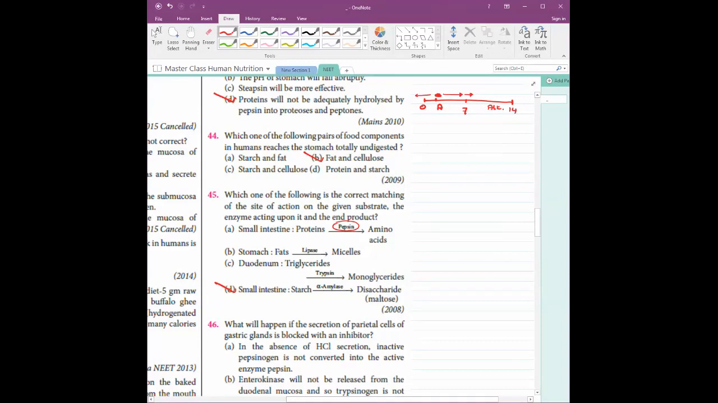So this is wrong. In the stomach, guys, are fats going to be converted into fatty acids? No, this is not going to happen. Rather, this is going to happen in the small intestine. And plus, when lipase acts on fats, what is it going to give you? It is going to give you fatty acids and glycerol. So once again, this is not really the right answer. Duodenum, guys, triglycerides in the presence of trypsin, monoglycerides. No, guys, because trypsin basically is going to work on proteins. So this option is also wrong. So what remains is the last option.